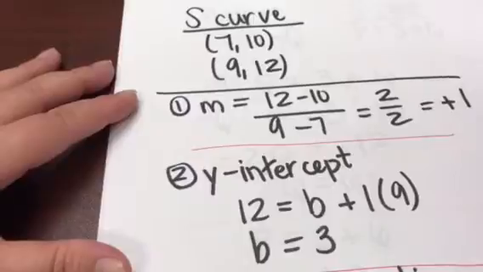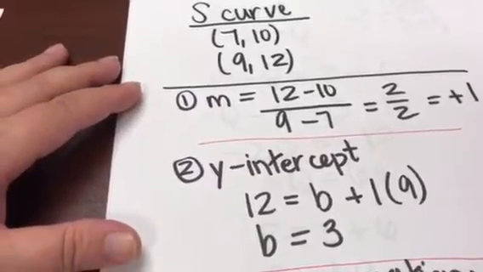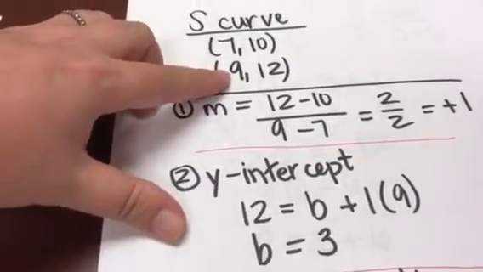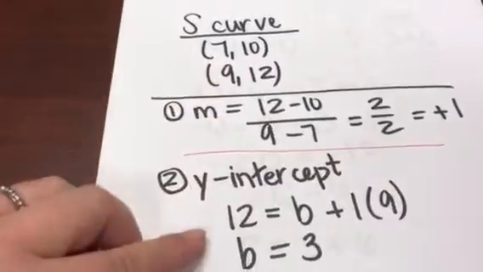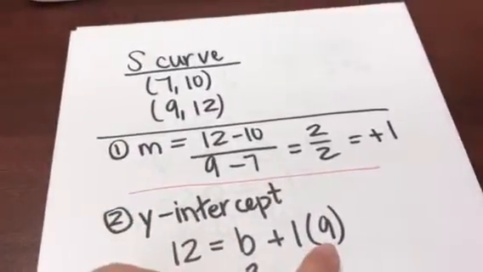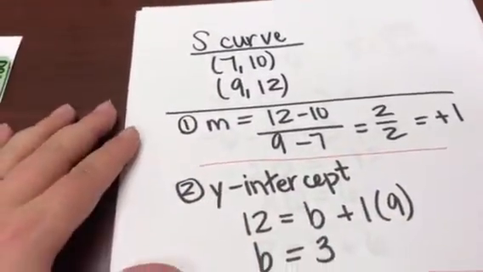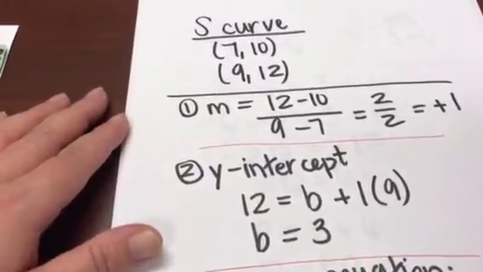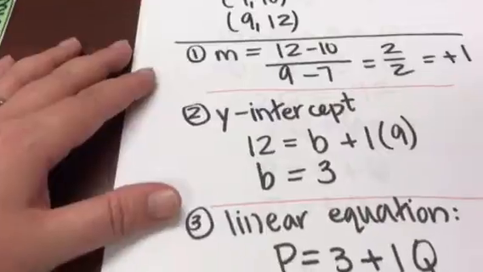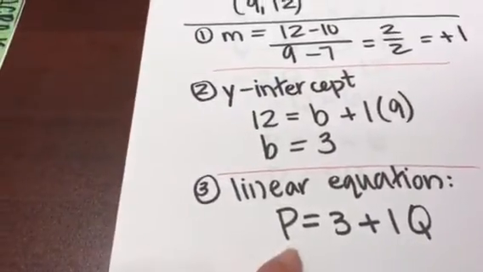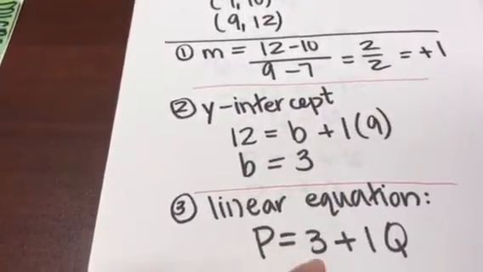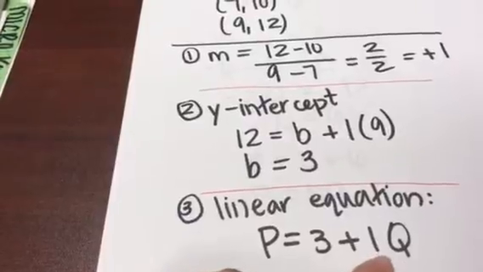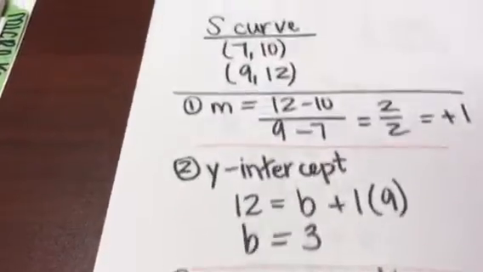Again, same process for the y-intercept. I chose the point of 9 and 12 on my supply curve. So 12 goes in for price, 9 for quantity. I'm isolating B, so I would get 12 minus 9, or B equal to 3. And then again, I plug in for my linear equation, so P equals 3 plus the slope of 1 times X.